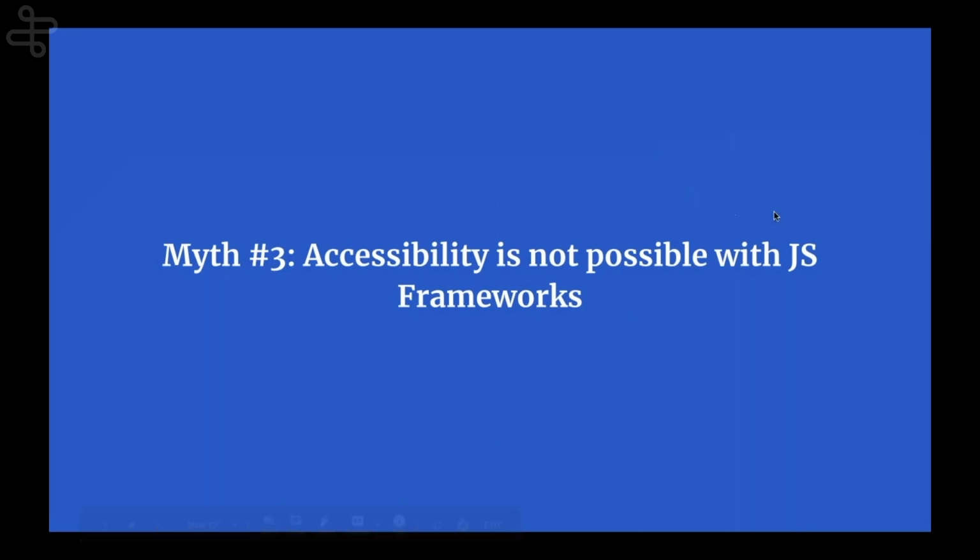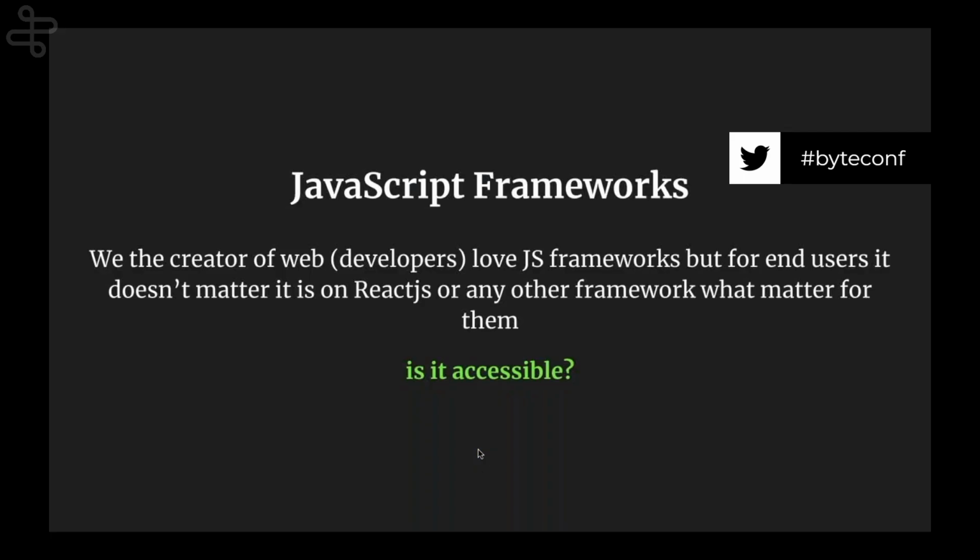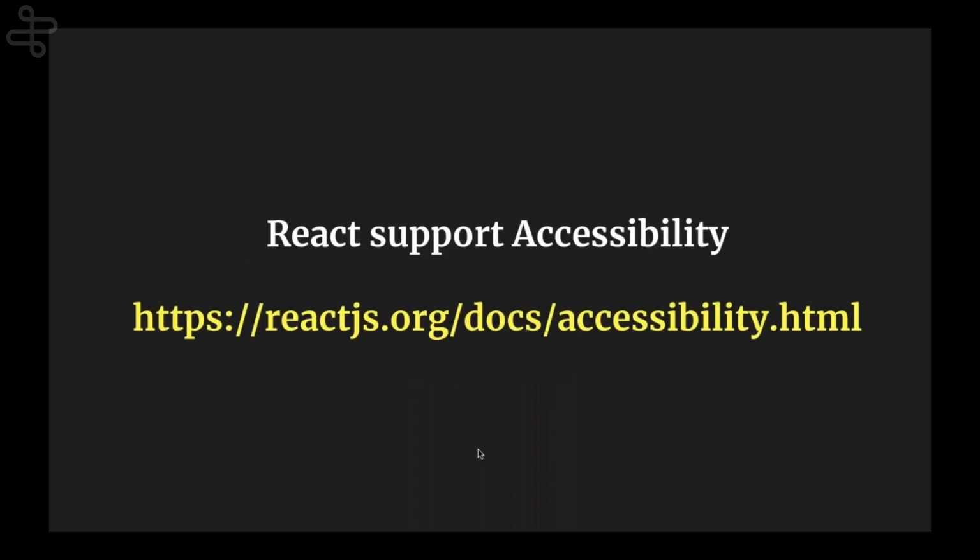Now the third thing is accessibility is not possible with JS frameworks. Nowadays, most of the developers, most of the apps are using JS frameworks. Are they not accessible? Is React not taking care of accessibility? Well, this is not true, because React has a dedicated page talking about accessibility only. A page where they give hints and code samples on how to support accessibility and different levels of accessibility. So it is not true that React doesn't support accessibility. In fact, we as developers should take advantage of React components. When we are working on React components, we are just focusing on one single component.